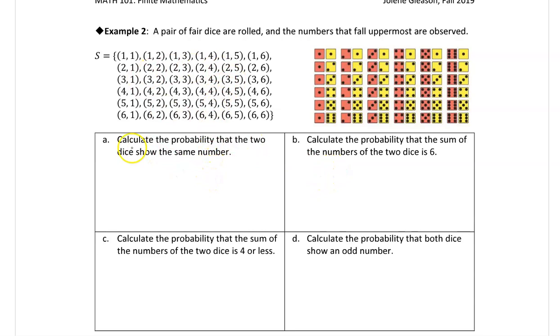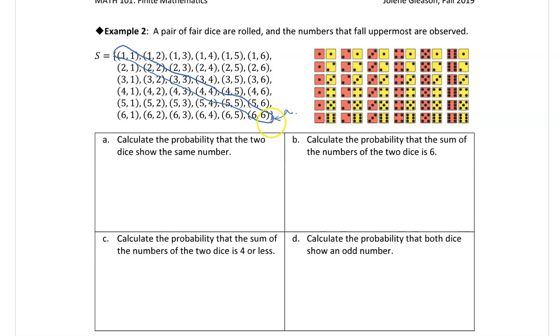If we want to calculate the probability that the two dice show the same number, let's find that. First of all, where is that? That's going to be here: 1,1, 2,2, 3,3, 4,4, 5,5, 6,6. I'm just going to circle that. This would be our event for part A. How many simple events, or sample points, do we have in that event? We've got 6 sample points, so 6 possible outcomes.